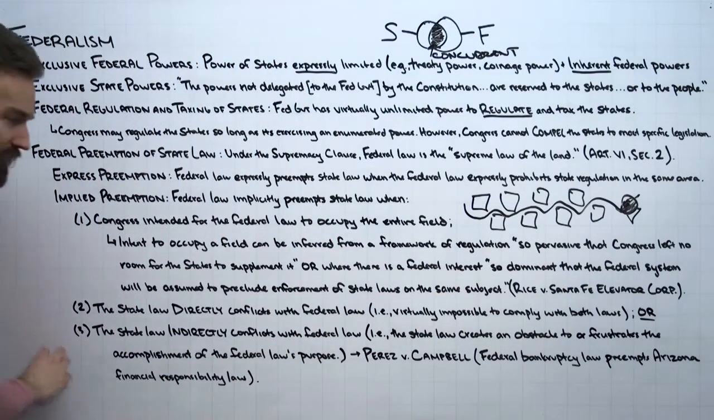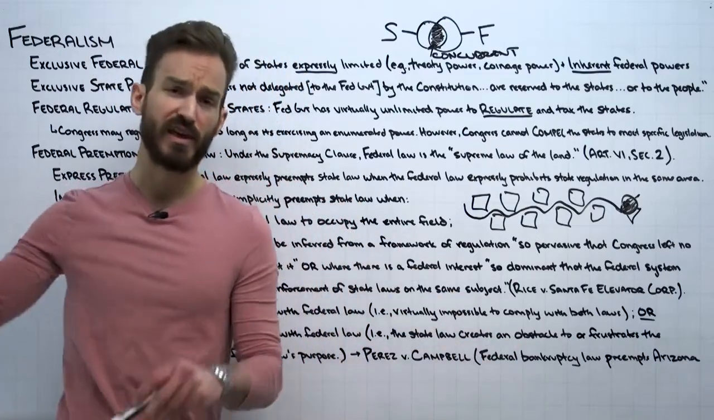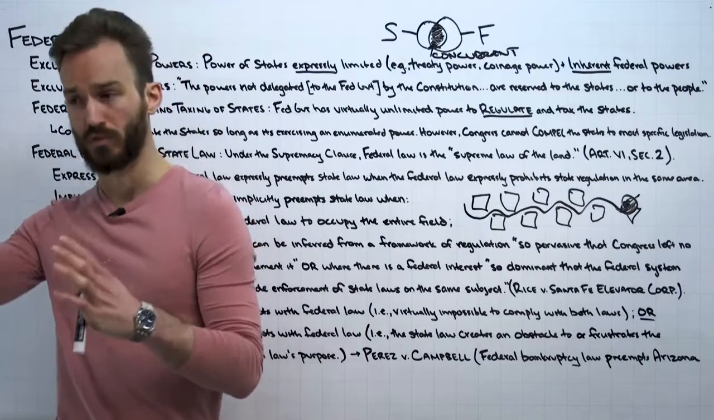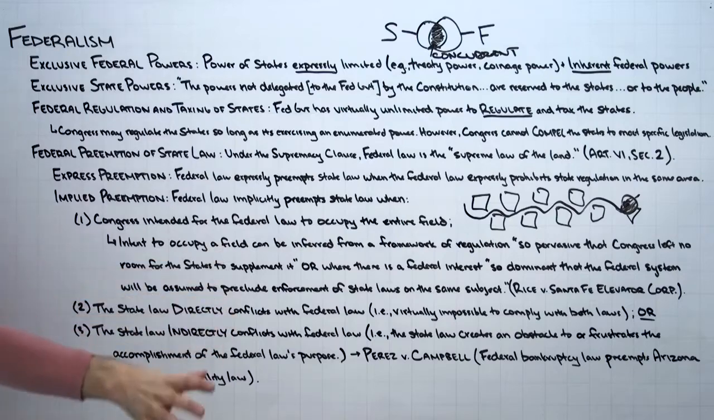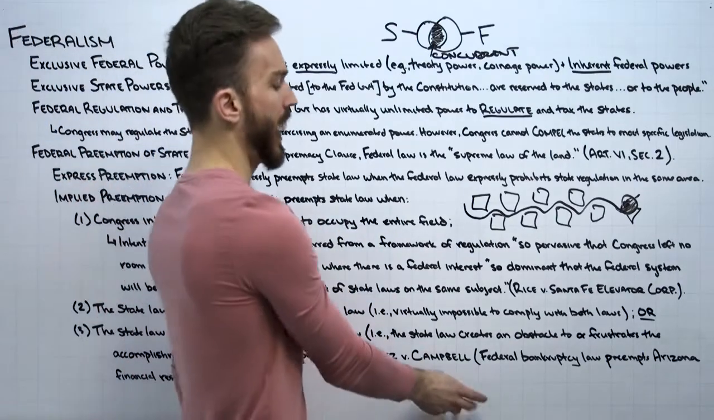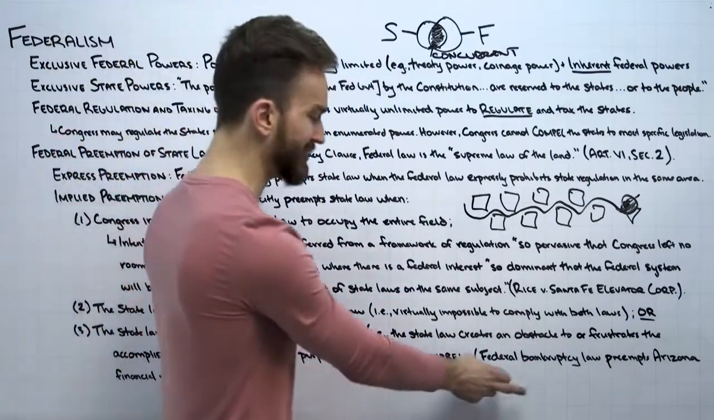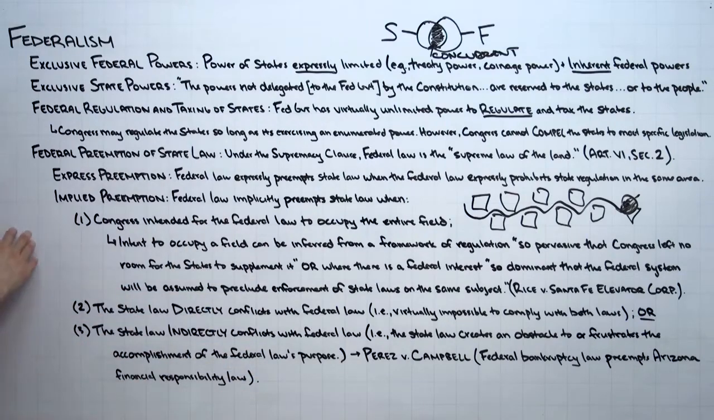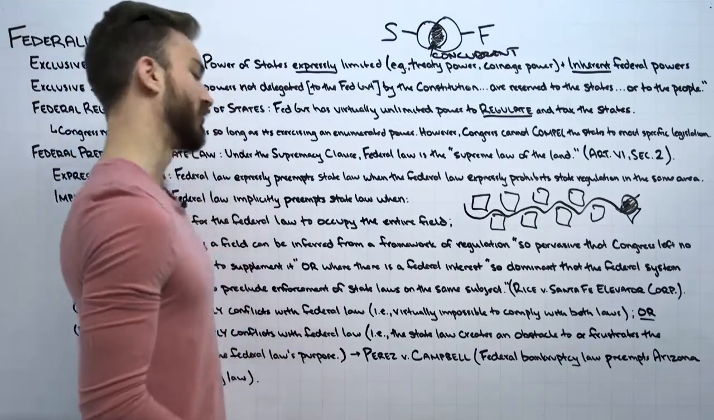So it's not necessarily a direct conflict like our runway example. One's 250 feet, one's 200 feet. There's no in between. You can only comply with one or the other. Under Perez v. Campbell, it is possible to comply with both laws. However, complying with the Arizona law really frustrates the purpose of the federal law. That's why we say it's an indirect conflict and it's still implicitly preempted. That's the difference between direct conflict and indirect conflict.